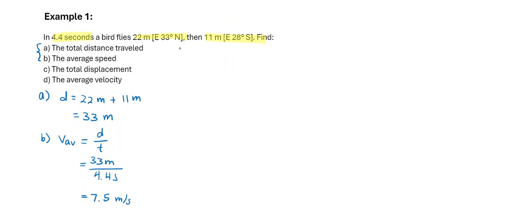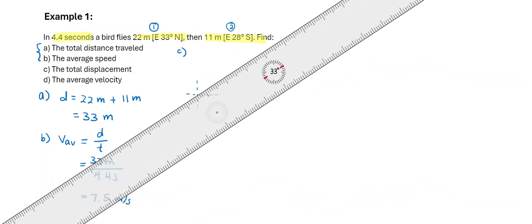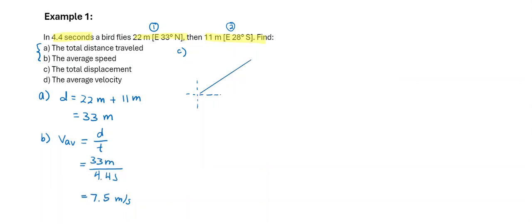Now moving on to C, this is where we're actually going to use vector components. So what I like to do is I'm going to label this as component 1 and component 2. And we're going to create a mini Cartesian plane almost and draw out our vectors. So I'm going to use this ruler and then draw a line to act as our vector. So this is going to be 22 meters.